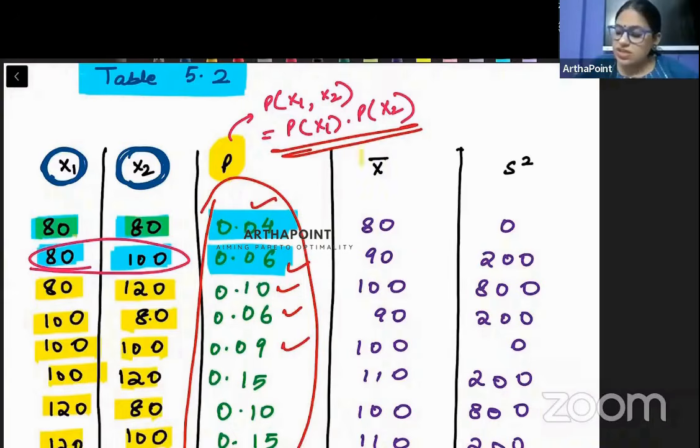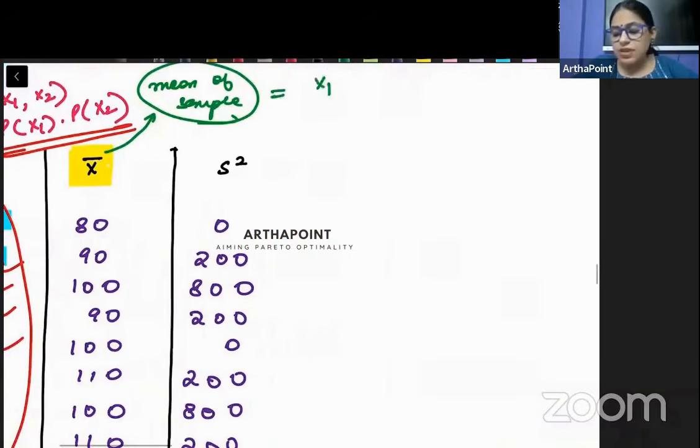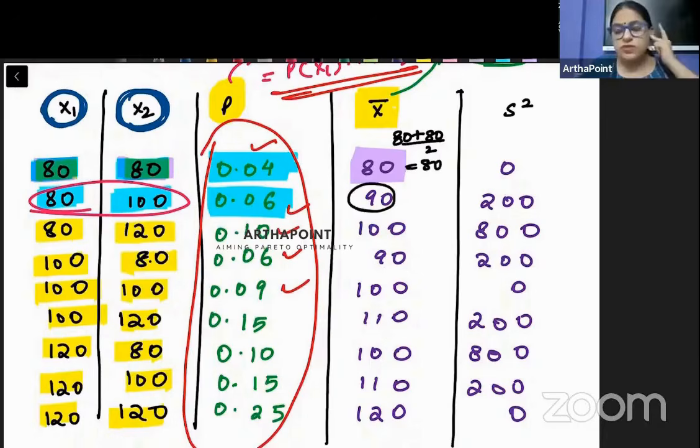Okay, beta. Now please understand, what is going to be the mean of your sample? The mean of the sample will be the first observation plus the second observation divided by 2. So if you can see here, the first mean is coming as 80 because my first observation is 80 and the second observation is also 80. So 80 plus 80 by 2 will give me 80. Now the second one, which is 90, is nothing but 80 plus 100 divided by 2. So 80 plus 100 is 180, and 180 divided by 2 gives me 90.